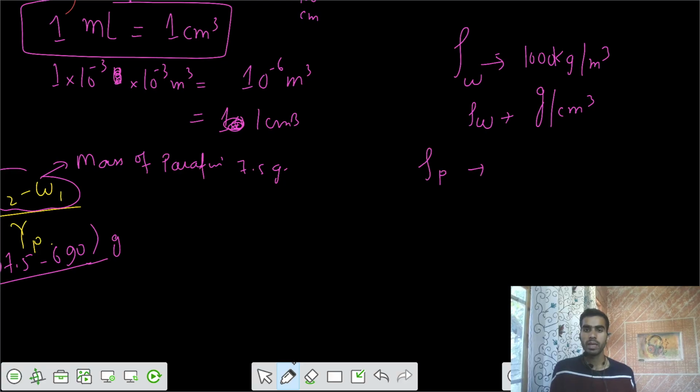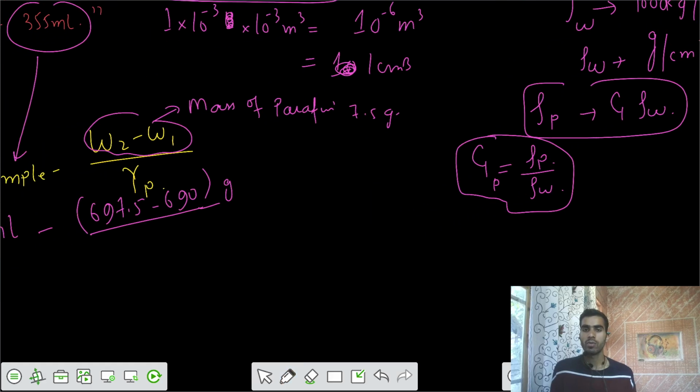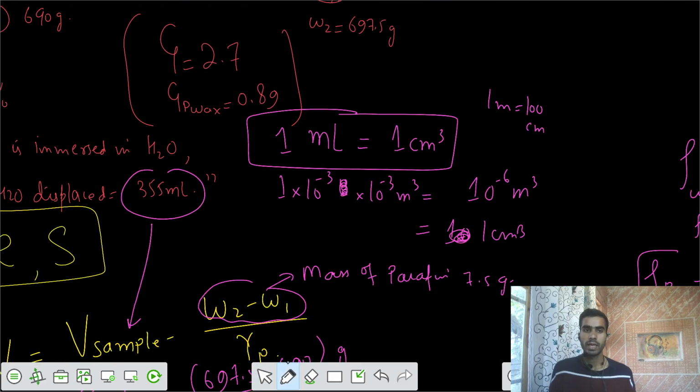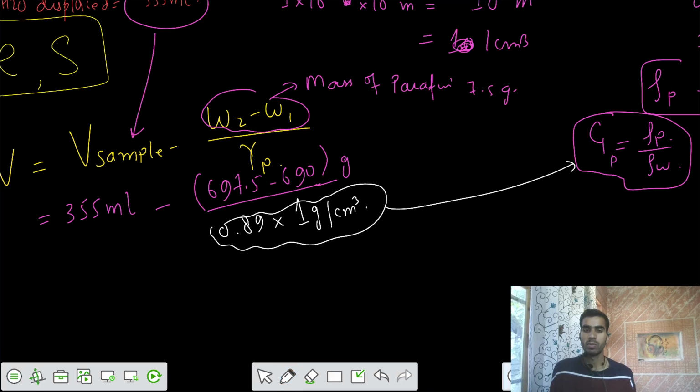Similarly, the density of paraffin would be the specific gravity of paraffin times rho W. Based on the relation, the specific gravity of paraffin is the density of paraffin divided by the density of water. So we can substitute that here: Gp into rho W. What was the Gp given to you? Paraffin 0.89. So 0.89 into the density of water, 1 gram per centimeter cube, 1 gram per cc.